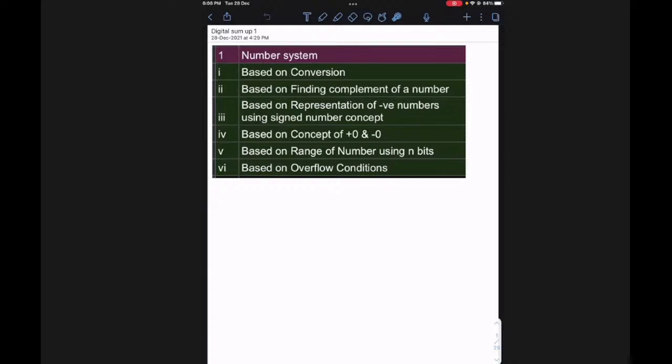So the first thing is, in this number system, we have basically 6 concepts from where questions are asked very frequently. The first one is based on conversion. The second one is based on finding the complement of a number. The third one is based on representation of negative numbers using signed number concepts. The fourth one is based on the concept of plus 0 and minus 0. The fifth one is based on range of numbers using n bits. And the sixth one is based on overflow concepts.